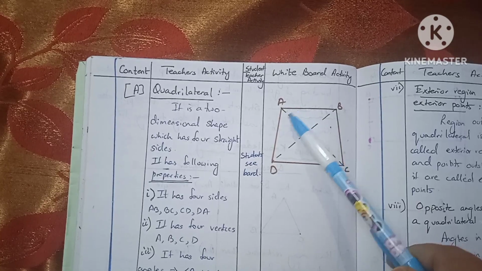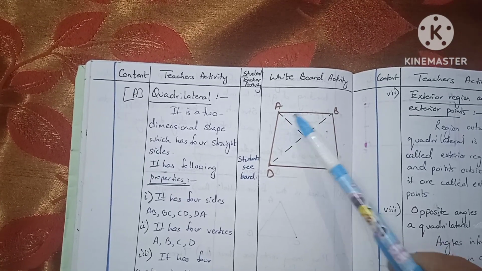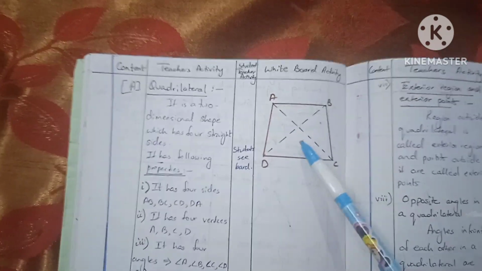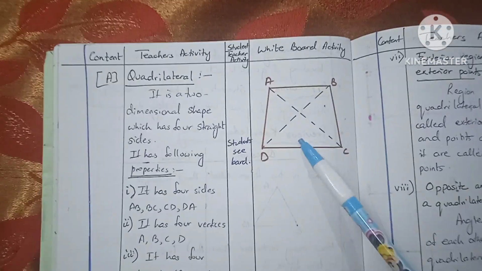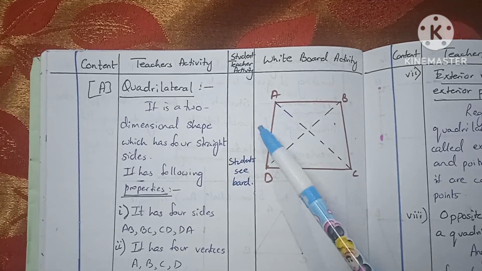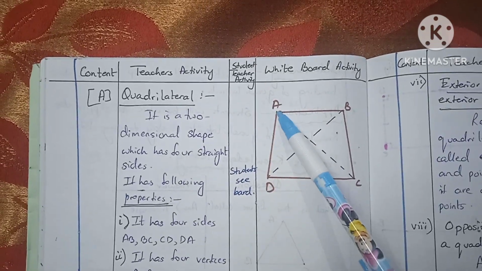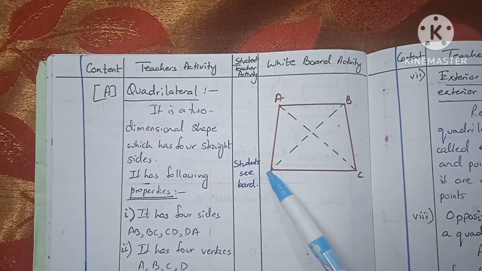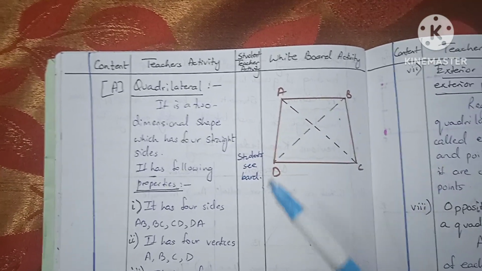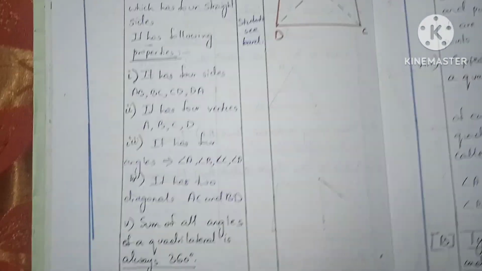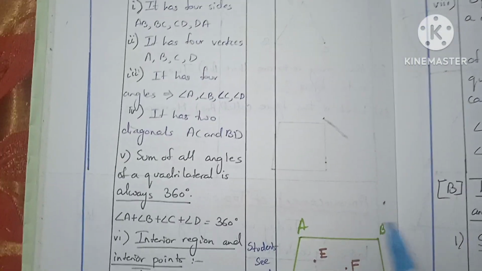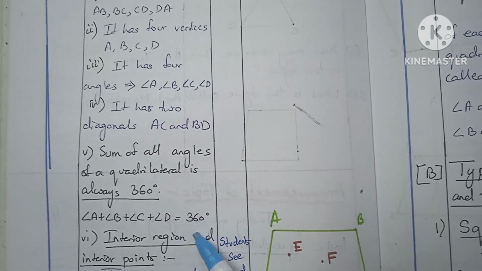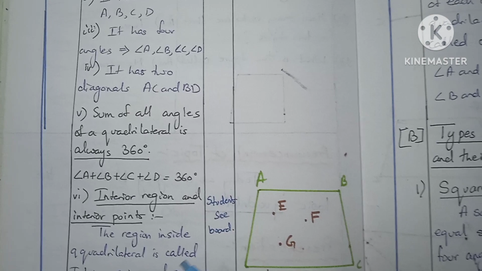The angles over here are 4 angles: angle A, angle B, angle C and angle D. These are basically the interior angles of a quadrilateral. There are 4 vertices: vertex A, vertex B, vertex C and vertex D. So this is the basics about the quadrilateral. Then the teacher will tell the students that the sum of all the angles of a quadrilateral is equal to 360 degrees.